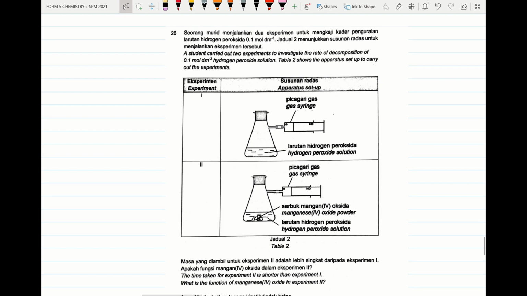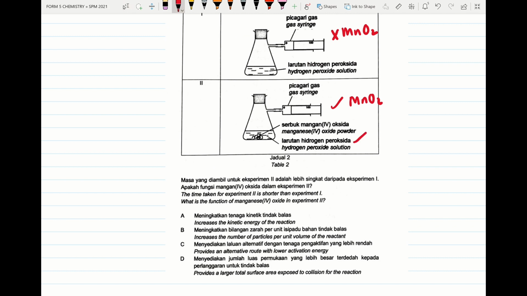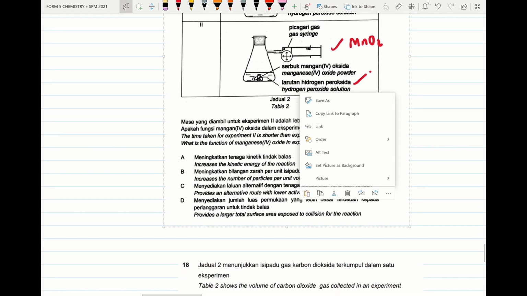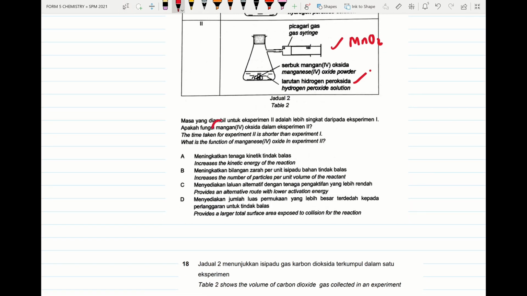A student carried out two experiments to investigate the decomposition of hydrogen peroxide. Here we have 0.1 mol dm⁻³ of hydrogen peroxide, here without manganese(IV) oxide, and here we have the catalyst manganese(IV) oxide. So the rate of reaction of this one will be higher. What is the function of manganese(IV) oxide? The manganese(IV) oxide acts as a catalyst.